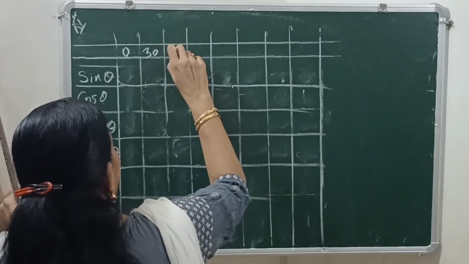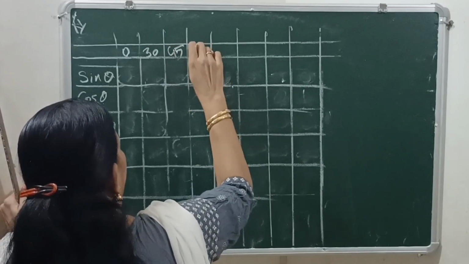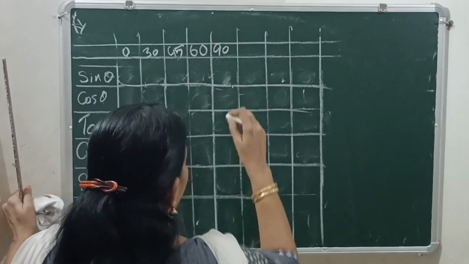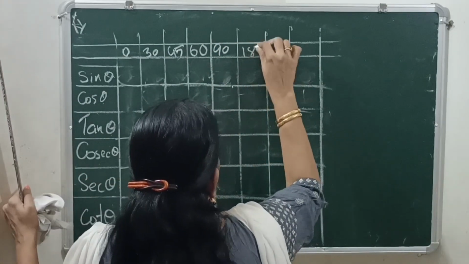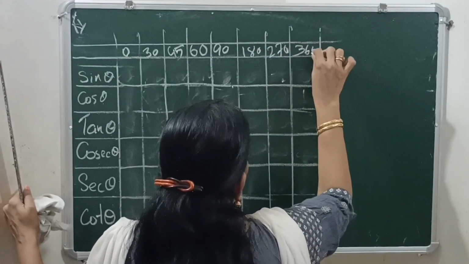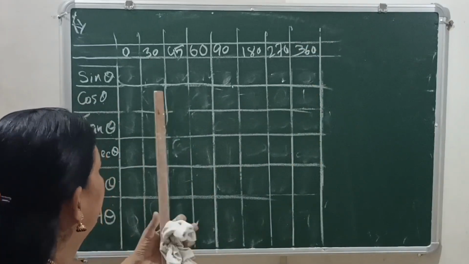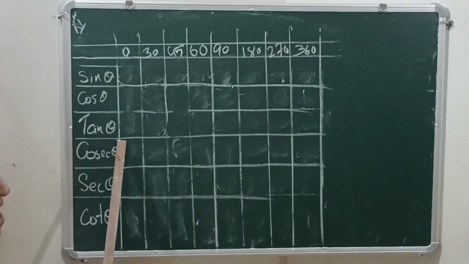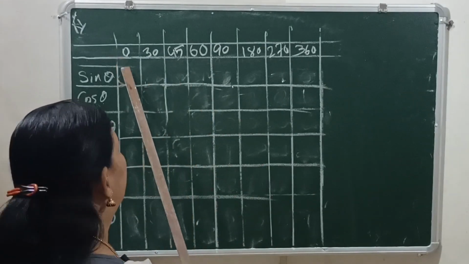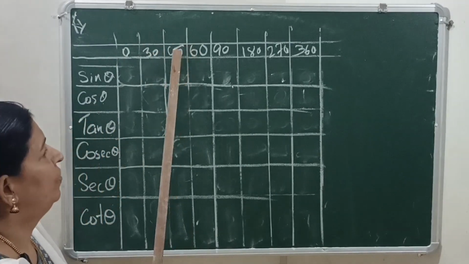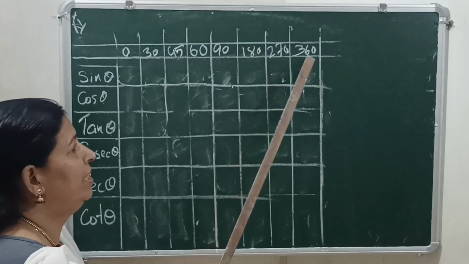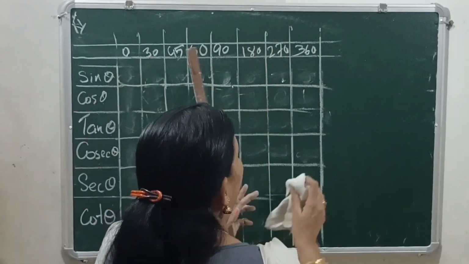degree, 45 degree, 60 degree, 90 degree, 180 degree, 270 degree and 360 degree. Sine, cos, tan, cosec theta, sec theta and cot theta, then 0 degree, 30 degree, 45 degree, 60 degree, 90 degree, 180 degree, 270 degree and 360 degree.